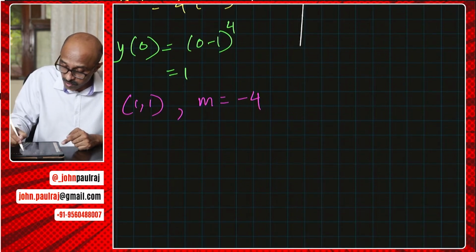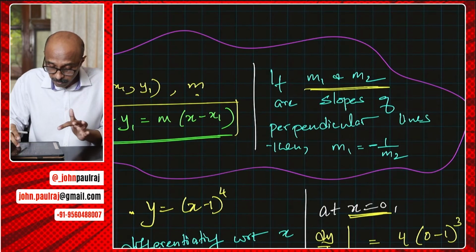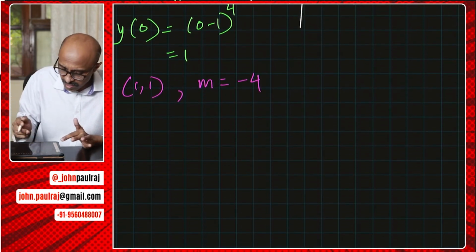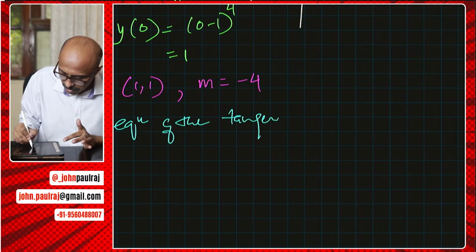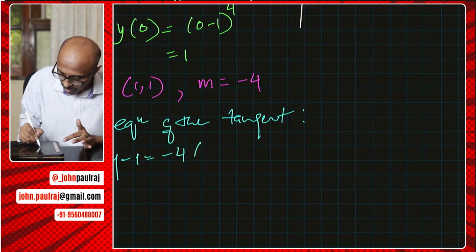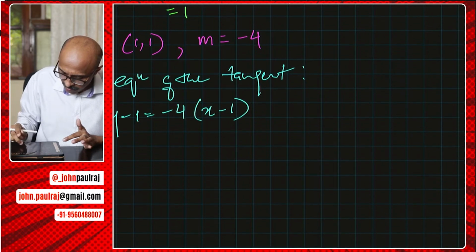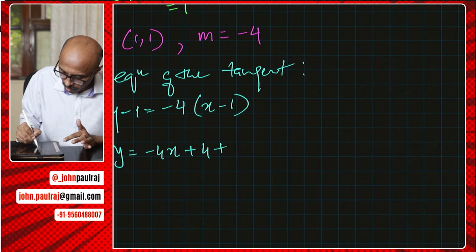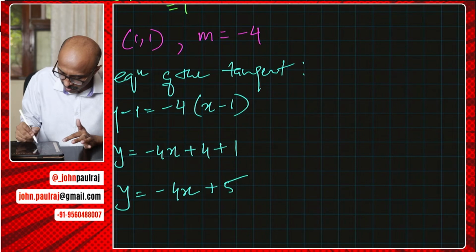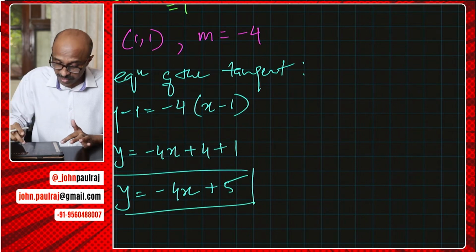So we can then write down the equation of the tangent using that point slope form. The equation of the tangent is y minus 1 equals m, which is negative 4, times x minus 1. Then we can simplify this algebraically to say y equals negative 4x plus 4 plus 1, giving you y equals negative 4x plus 5. That is the equation of the tangent.